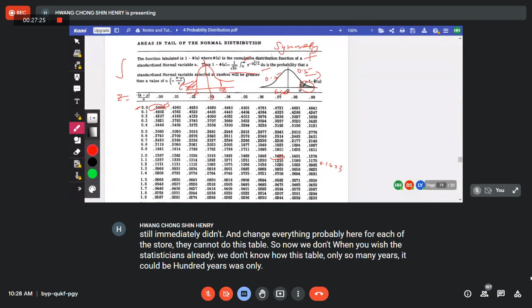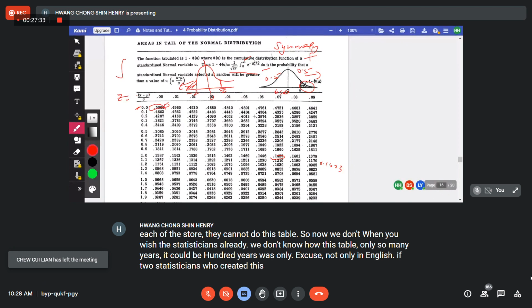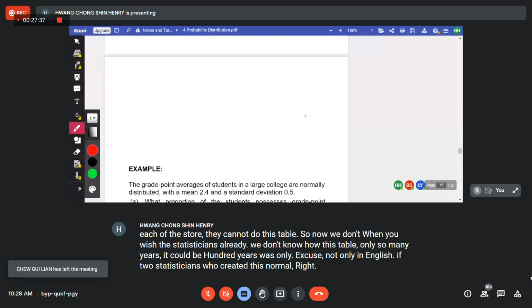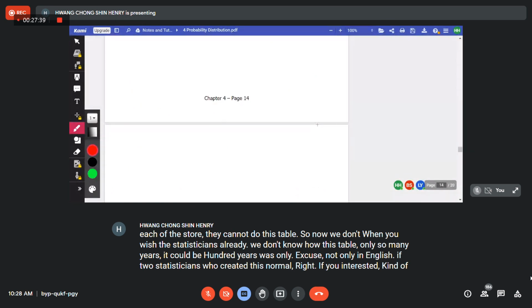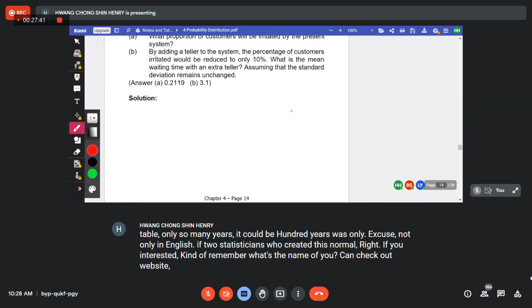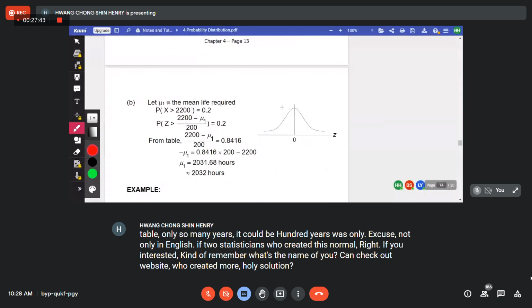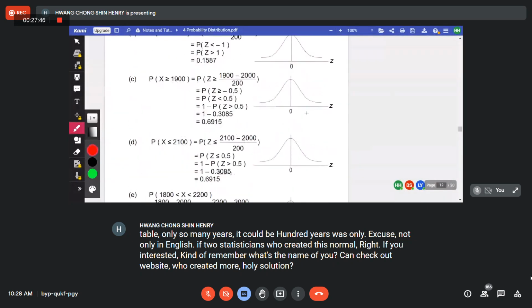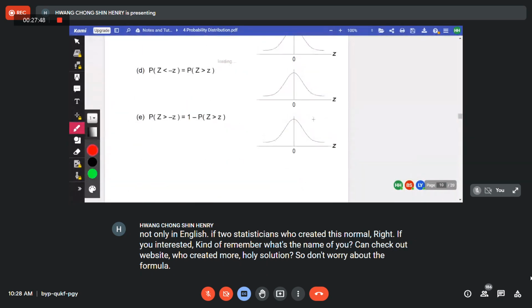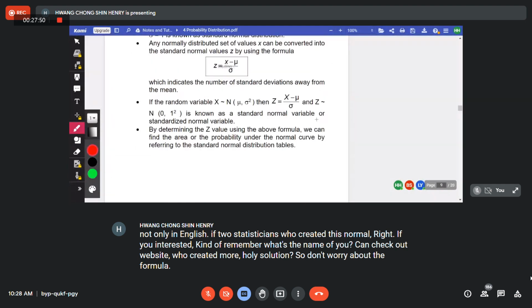It's used worldwide now, not only in Malaysia. The whole world is using this. It was two statisticians who created this normal curve. Alright? If you're interested, I can't remember the names now, you can check online who created the normal distribution. Okay, so don't worry about the formula, as I said. We're not going to touch it at all.